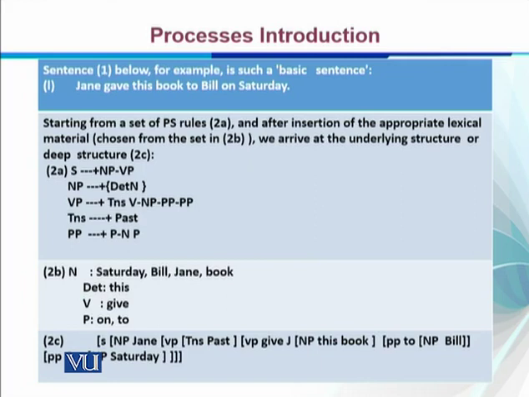When we insert lexical material into the phrase structure rule, we know that the nouns are Saturday, Bill, Jane and book. Determiner is this, verb is give, and preposition is on or to. If we bracket to see, we find sentence: NP Jane, VP the tense past, V give, NP this book, prepositional phrase to, noun Bill, and then again prepositional phrase on and noun phrase Saturday. So this tells us how we use the phrase structure rule for our basic sentence and how we insert appropriate lexical material into these phrase structure rules.